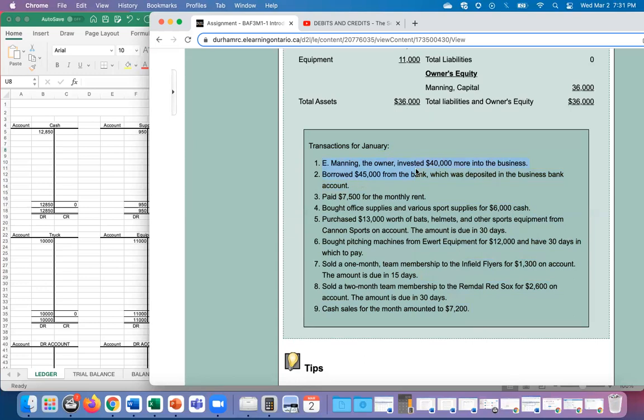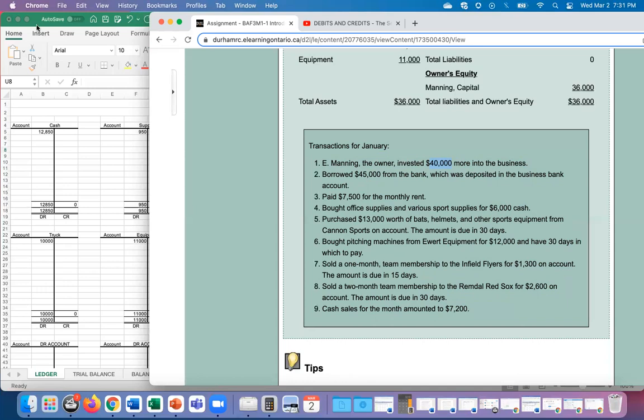first one, E. Manning. This is our first transaction for this business. E. Manning, the owner, has invested $40,000 more into our business. Okay, so this is just like your transaction analysis sheet. We have to figure out what accounts are affected. The owner is putting $40,000 of their personal money into the business. So first of all, where do we put money when it comes into our business? Put it in our cash account, so it's ready to spend on the needs of the business, right? So that $40,000 we are going to add to our cash account.